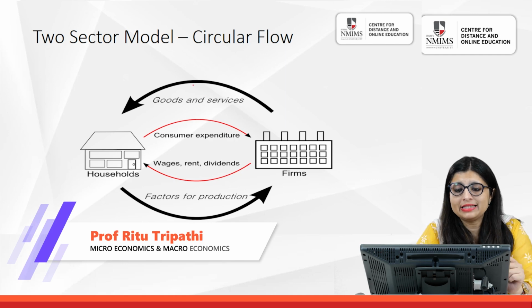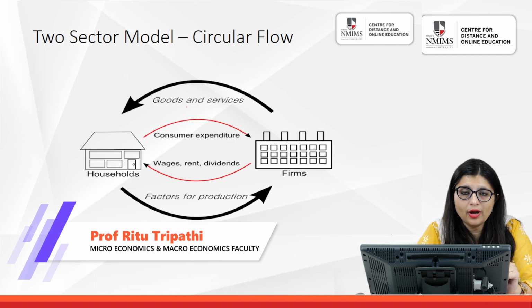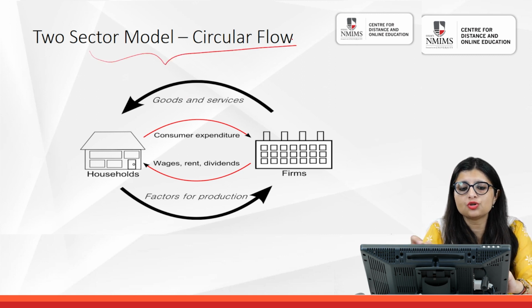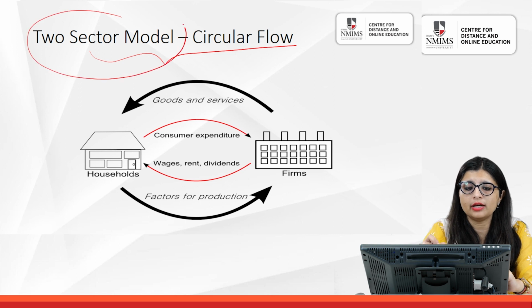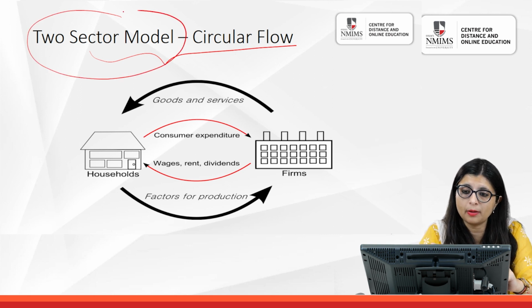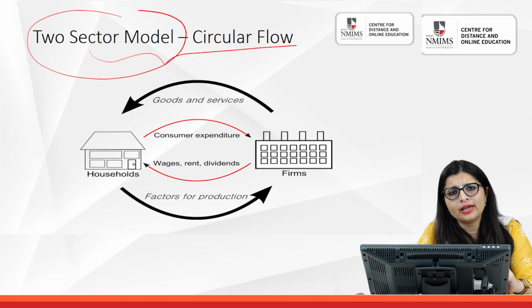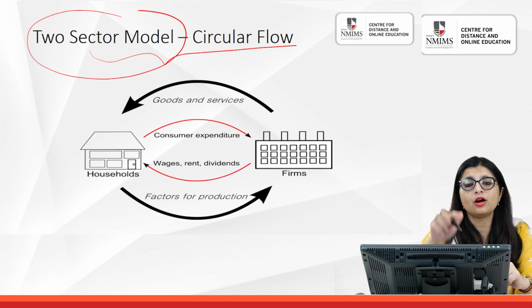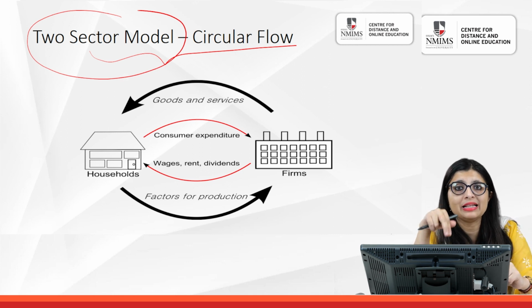Since we have already seen what a circular flow is, and I have also told you there are various kinds of circular flow, let's say 2-sector model, 3-sector model and so on. This figure is typically showing a very hypothetical case of the 2-sector model approach. Now why do you think it is called a 2-sector model approach? Because there are only 2 sectors considered in this particular figure.